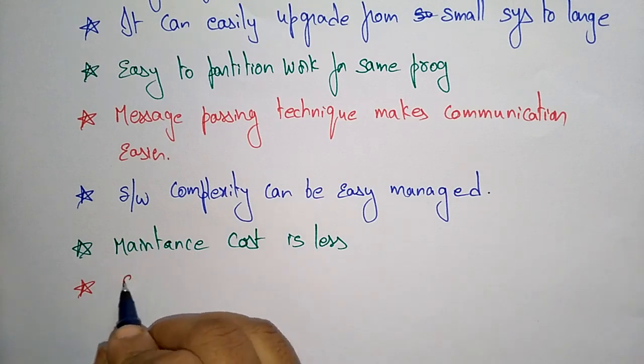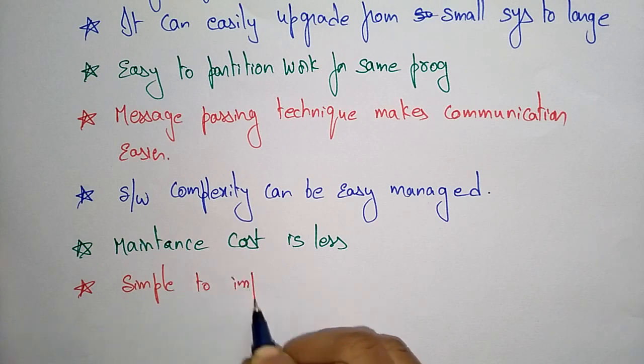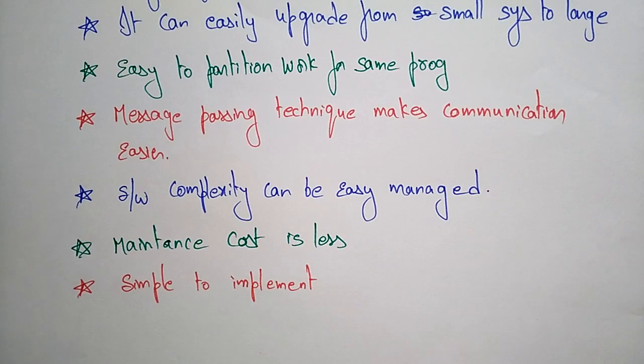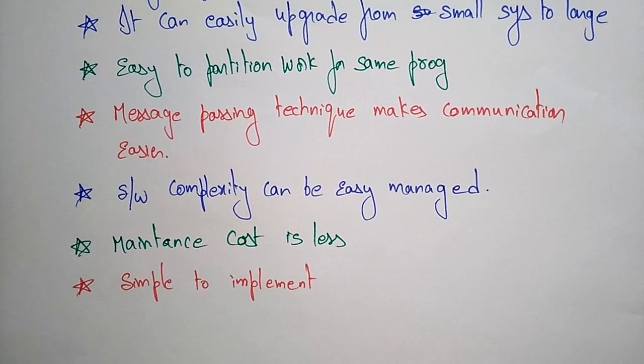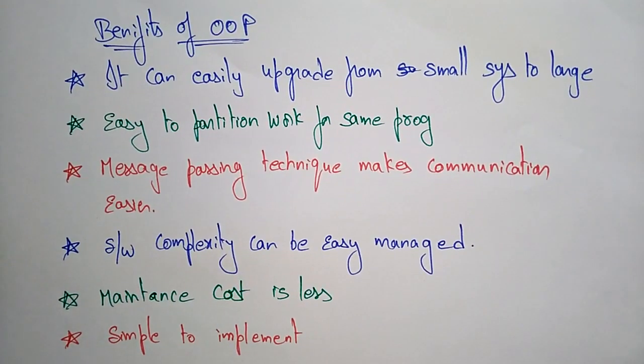And then it is simple to implement. Here we are using simple English type languages, and everything is inherited or encapsulated, so it is very simple to implement an object oriented programming language. So these are the different benefits.